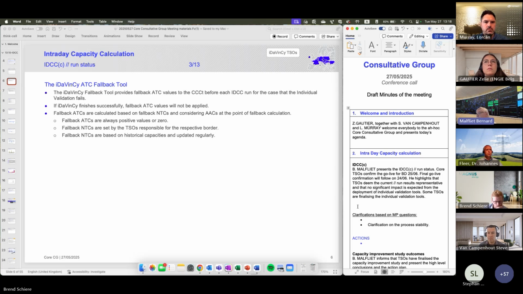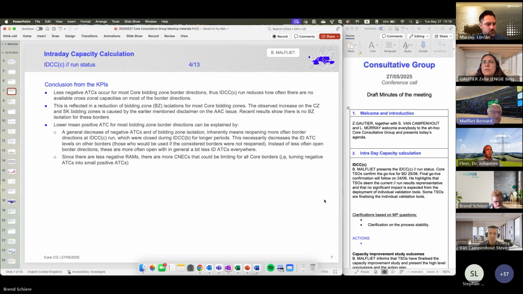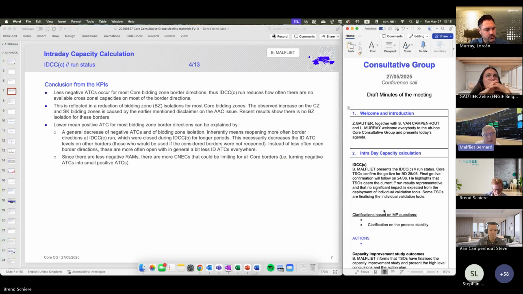Okay, then on the next slide, on the KPIs, so the slides after will show the KPIs. Here already some conclusions. So less negative ATCs on most core bidding zones. So IDCC will give more capacity on more borders than IDCC A or B. That means that some borders will become available in IDCC for trading.